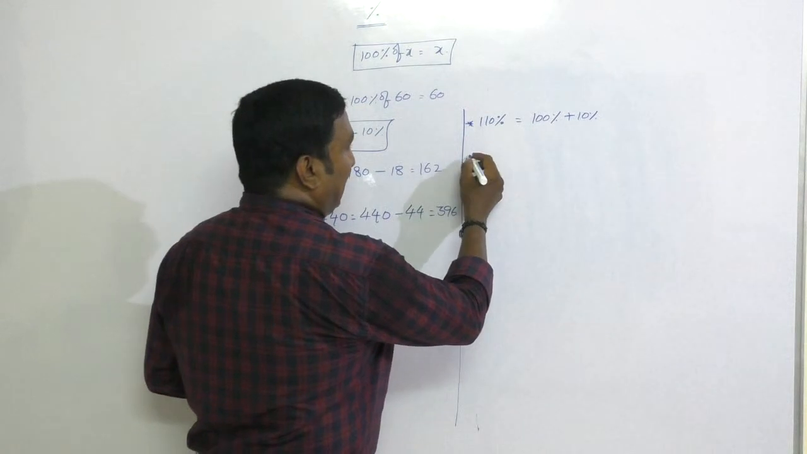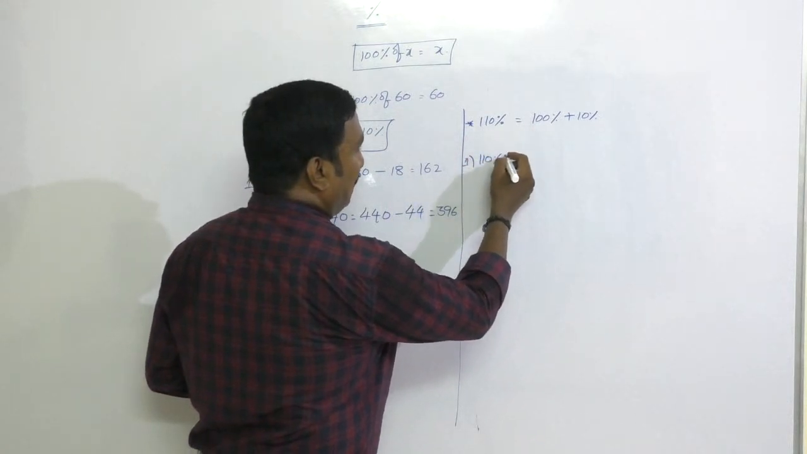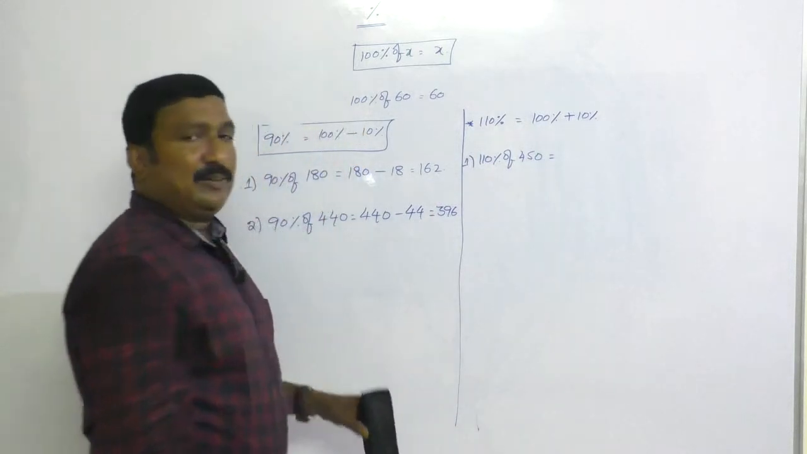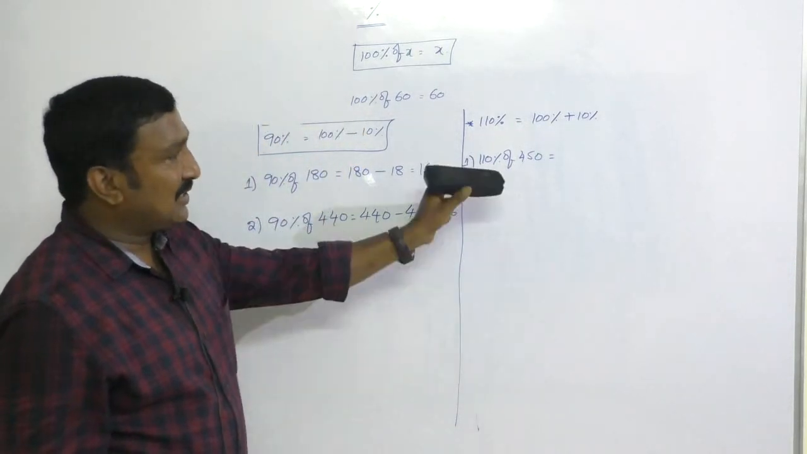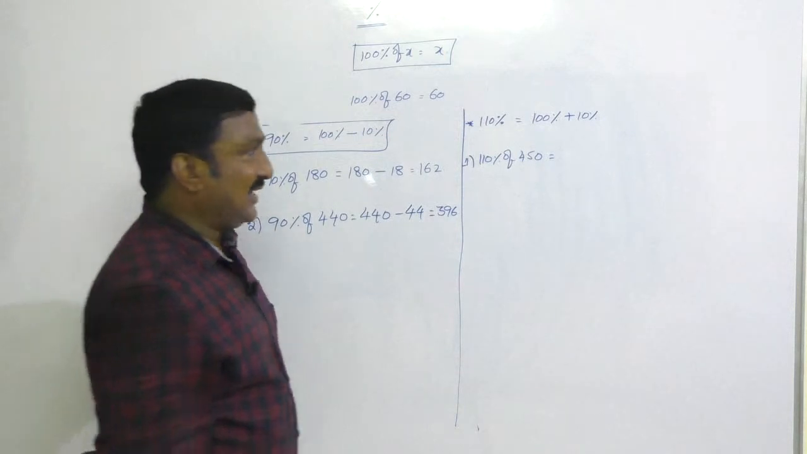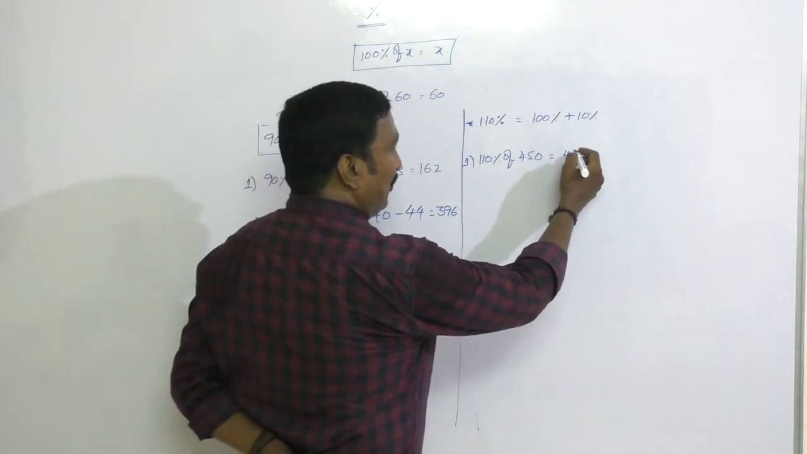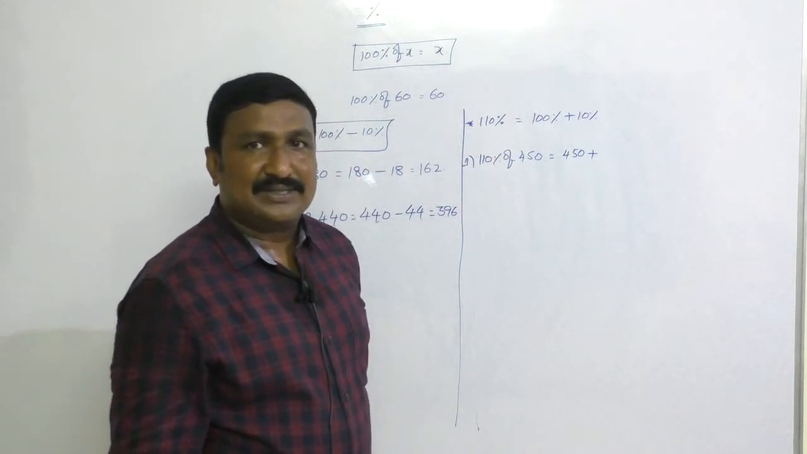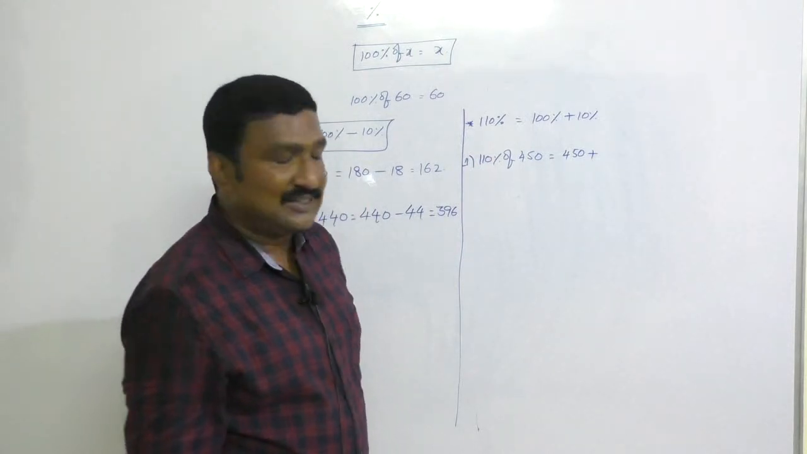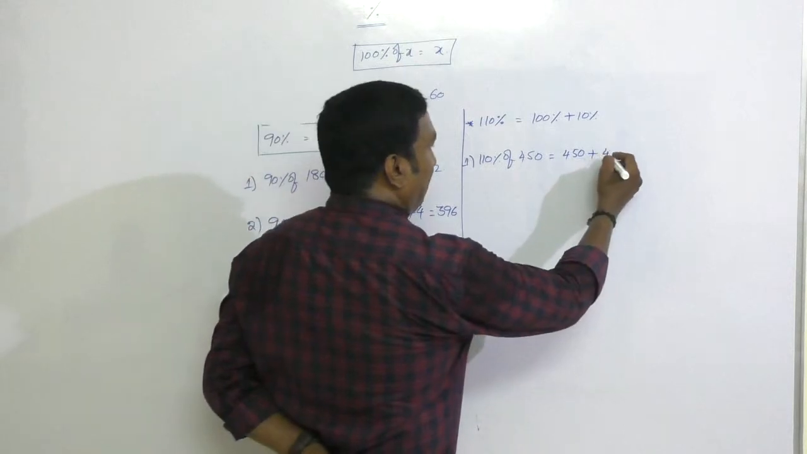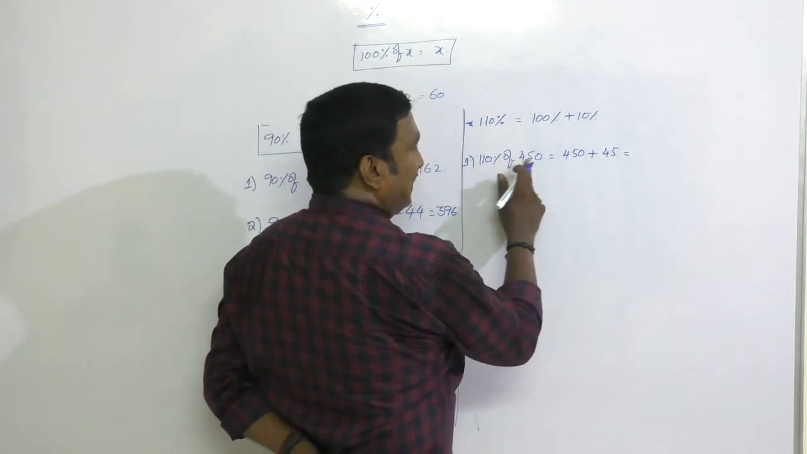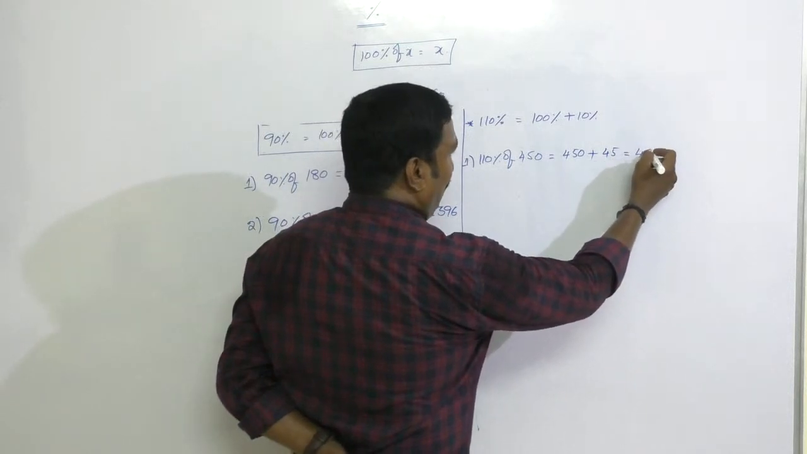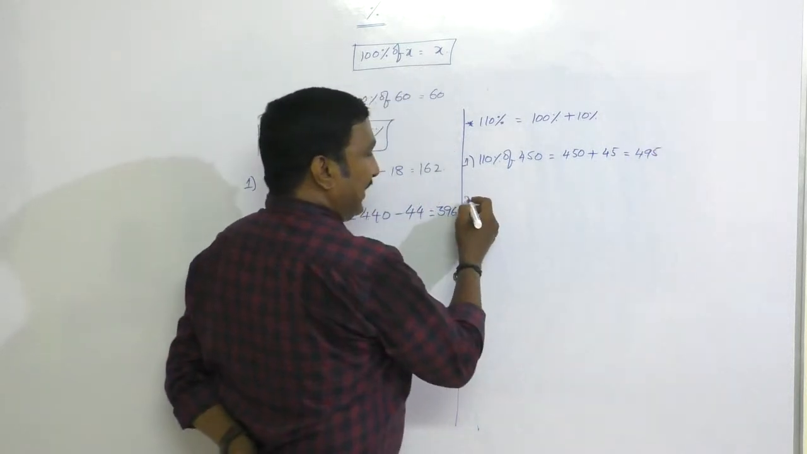I want to calculate 110% of 450. First I will calculate 100%. 100% is nothing but 450 plus 10%. What is the 10% of 450? It is 45. So 110% of 450 is nothing but 450 plus 45, which is equal to 495.